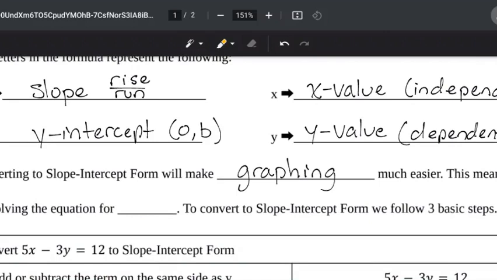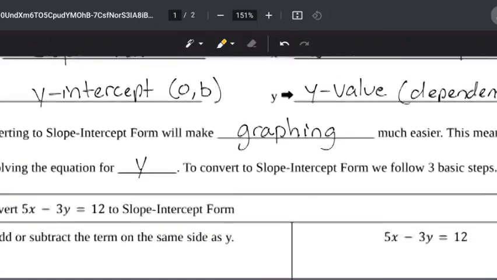Okay, so moving forward, converting to slope-intercept form will make graphing much easier and simpler. This means that you are solving the equation for y, getting y all by itself on one side of the equal sign. And then we're going to convert to slope-intercept form. We will follow these three basic steps.